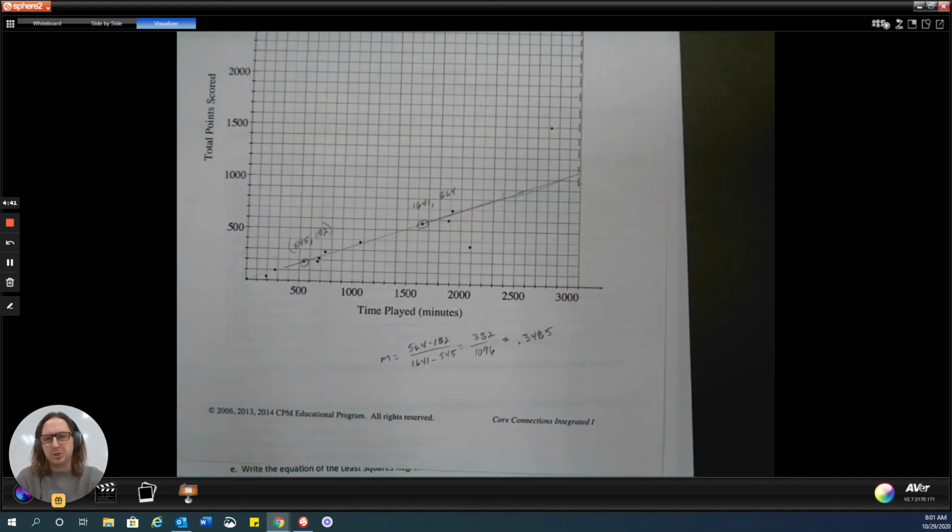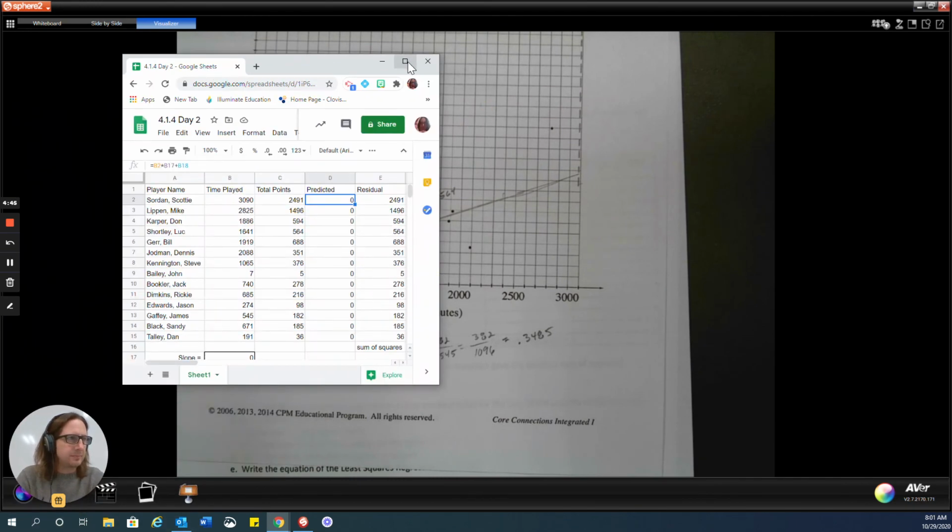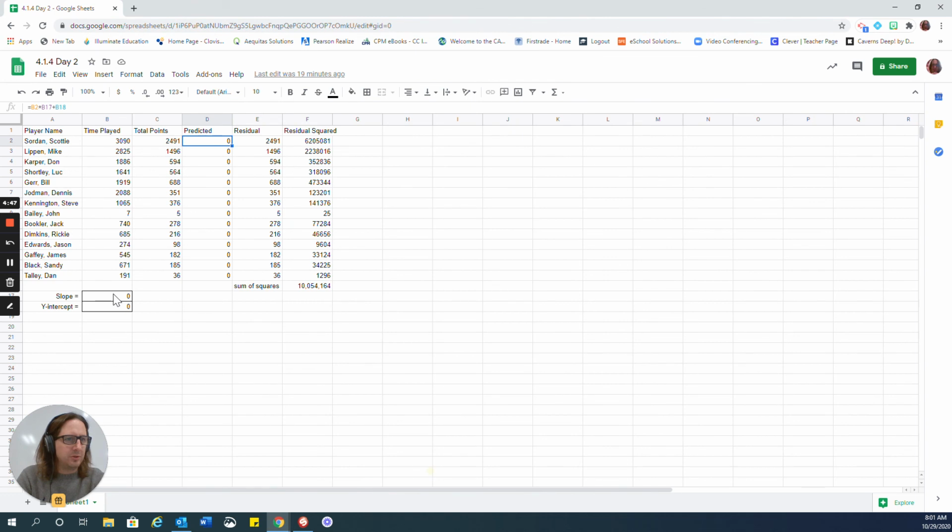So going back to the Google Sheets that I've made, all I have to do now is plug in 0.35 as my slope, and then go down here, and my y-intercept was negative 8.75.